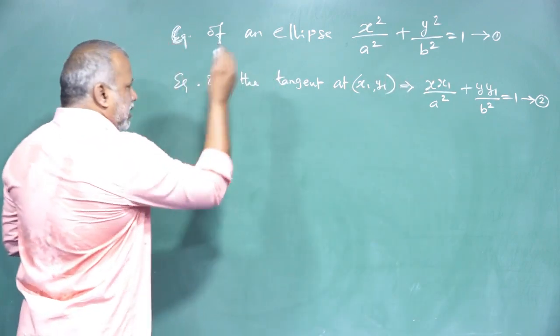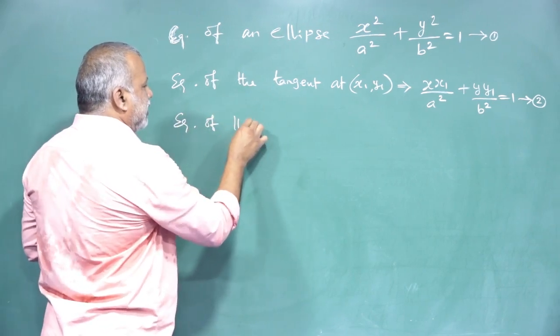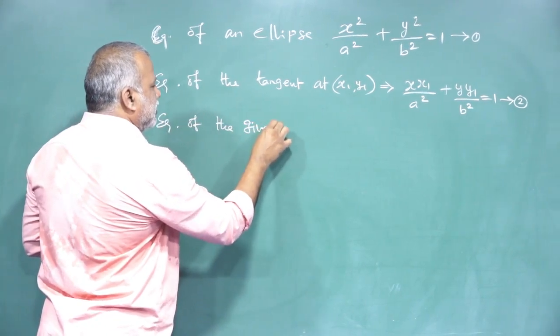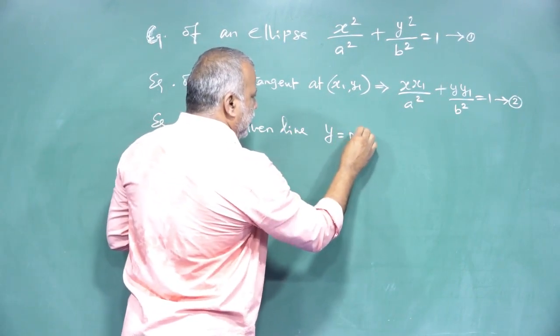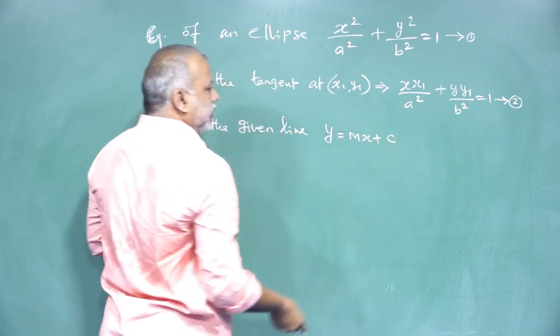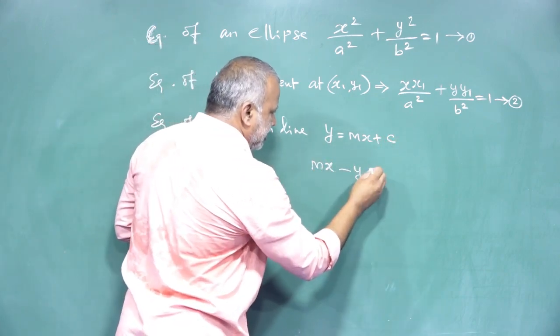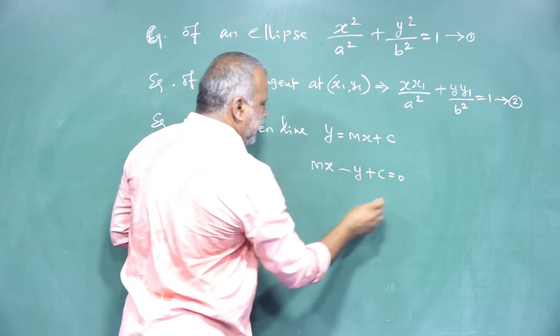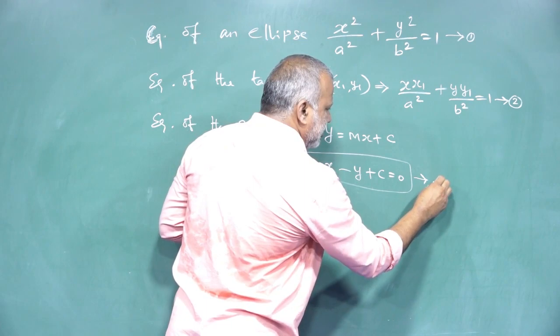Now, what is the equation of the given line? The equation of the given line is y equal to mx plus c. I can rearrange this one: mx minus y plus c equal to 0. Say it is equation number 3.